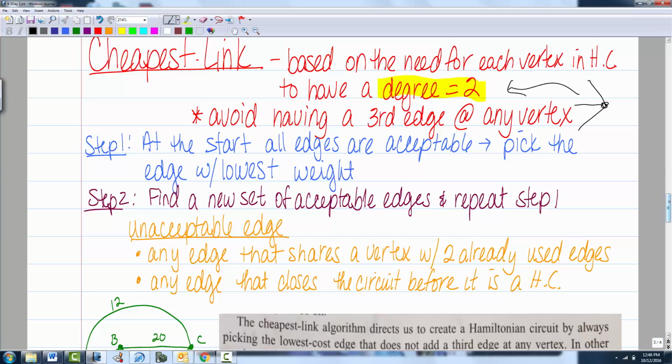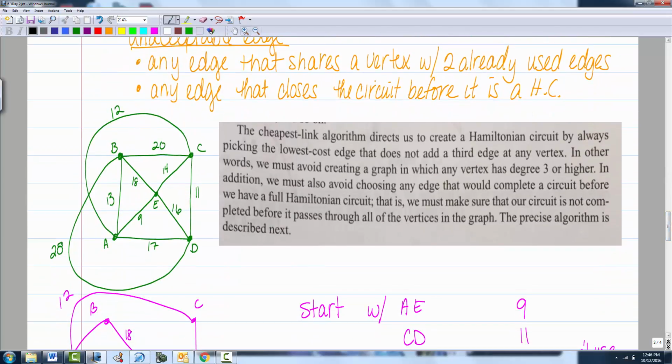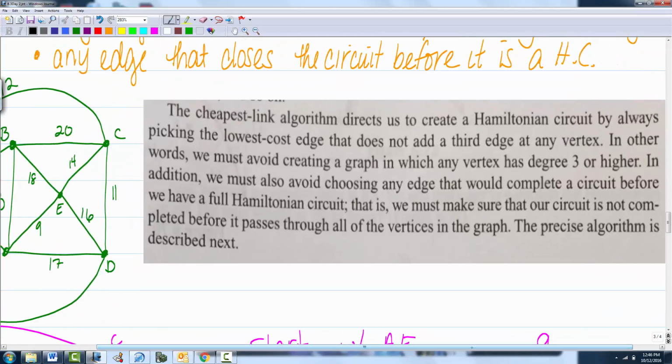Okay, so always with words, it's not always the best thing to see when we first get it. I gave you time to look at that. So again, the cheapest link algorithm directs you to create a Hamiltonian circuit by always picking the lowest cost edge that does not add a third degree. I am not going to a house twice. I'm going to a house once. That's what this guarantees, UPS driver. In other words, we must avoid creating a graph in which any vertex has degree 3 or higher. In addition, we must also avoid choosing an edge that would complete a circuit before we have a full Hamiltonian circuit. That is the same thing as in our last thing that we had to do. Okay, we can't do that. So those are the two restrictions in doing the cheapest link algorithm.